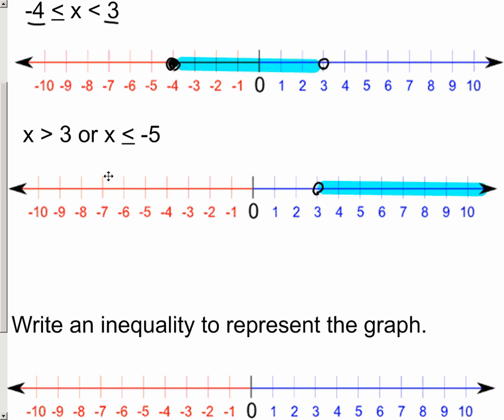And then x is less than or equal to -5, so we put a circle there. We pay attention to the sign, and because it has the equal to sign with the inequality, make it a closed circle, and we shade everything that's less than -5. So that's the two different types of compound inequalities that you would need to graph.